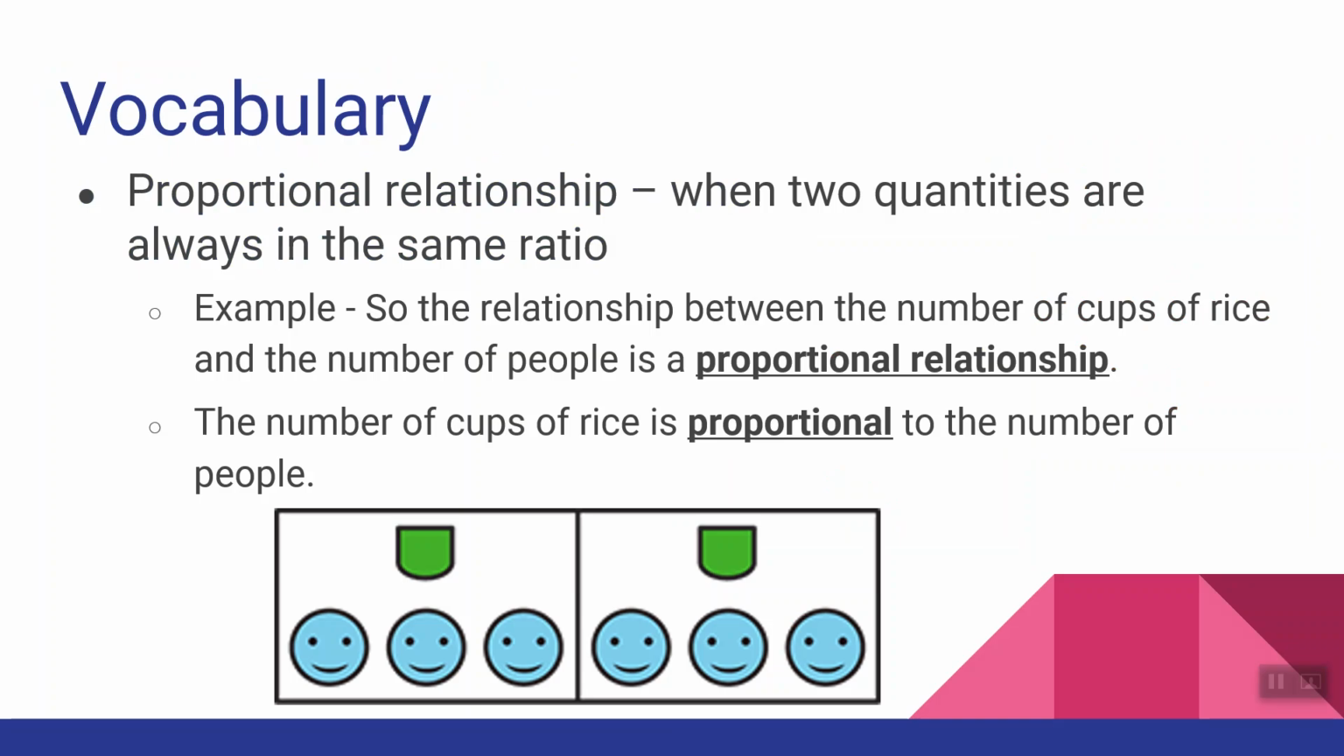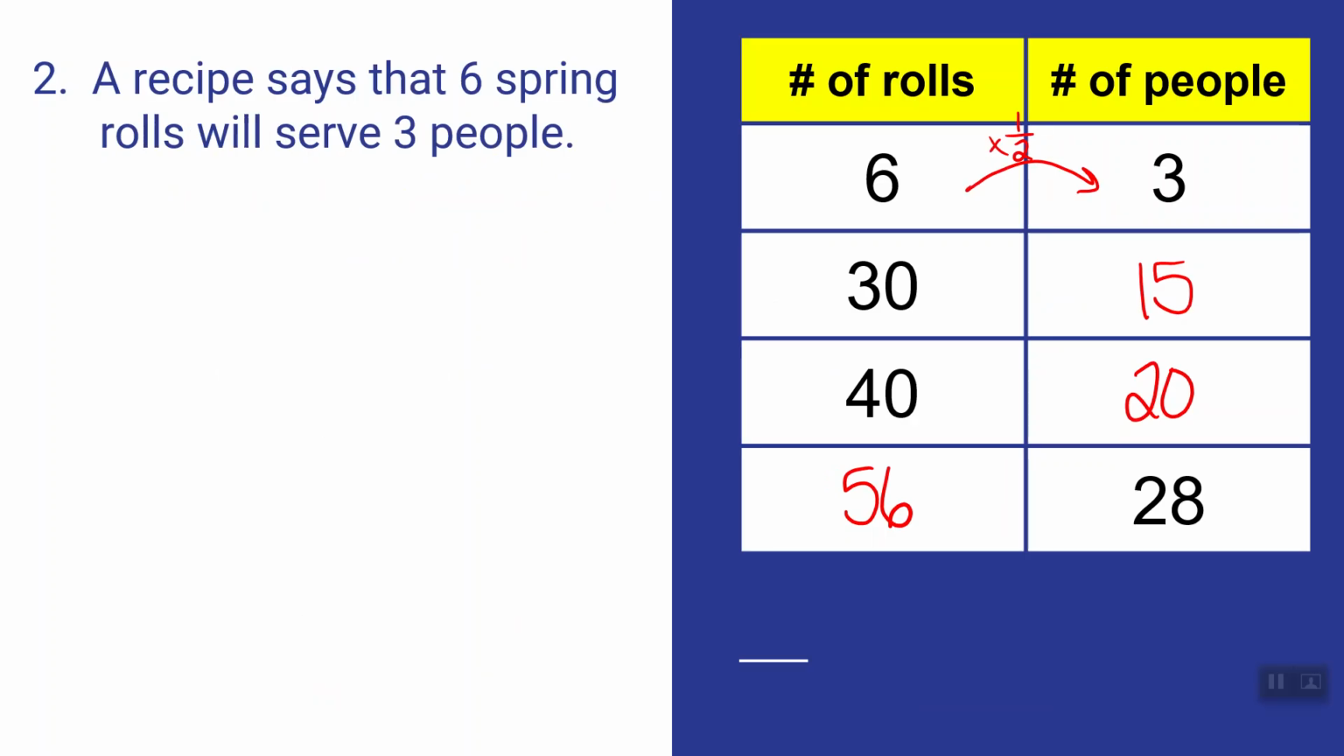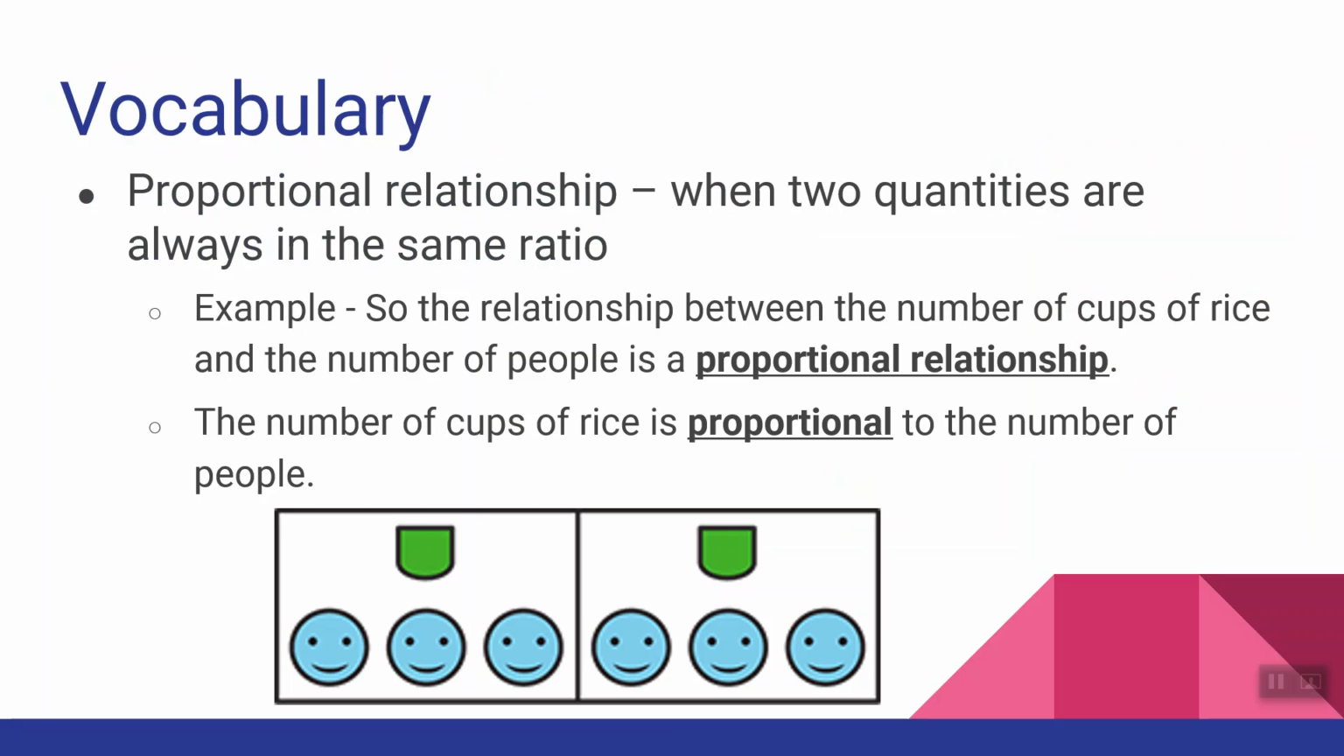So I've got some things for you to write down in your math notebook. The proportional relationship is when two quantities are always in the same ratio. So if we go back to this table, 3 over 6, that's a half. 15 over 30, that's a half. 20 over 40, that's a half. 28 over 56, those are all 1/2. So those quantities are always in the same ratio.